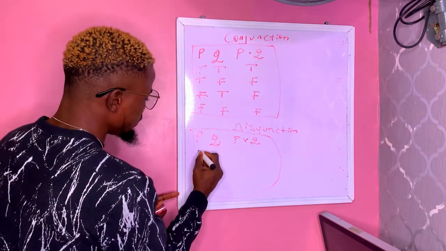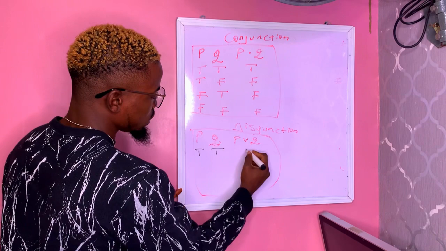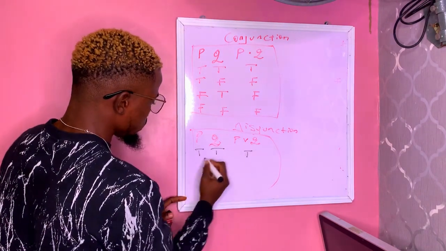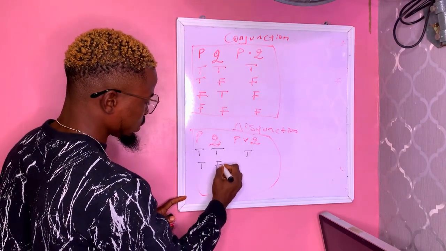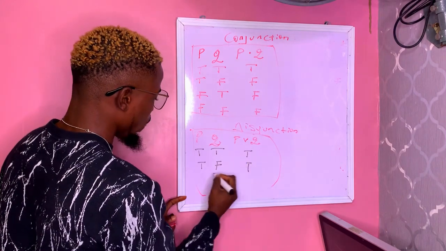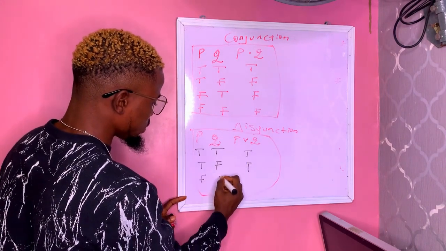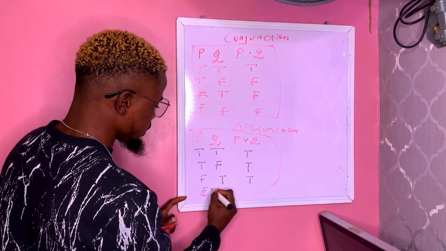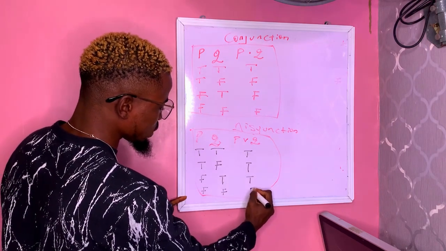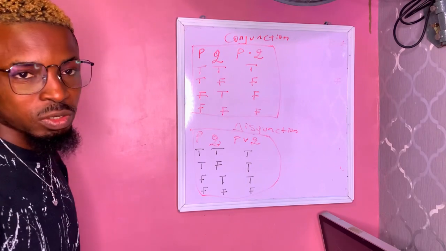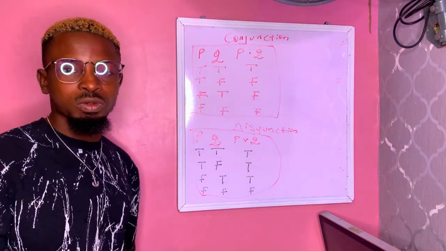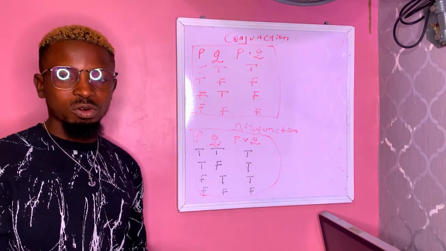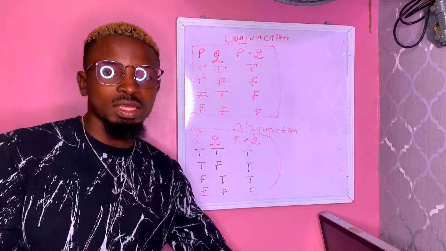In other words, if this is true, then the two of them together is true. If this is true, this is false, then the two of them together is true. If this is false, this is true, then the two of them together is true. If both are false, then the two of them together is what? False. Because a disjunction is only false when both disjuncts are false. Every other case is true.